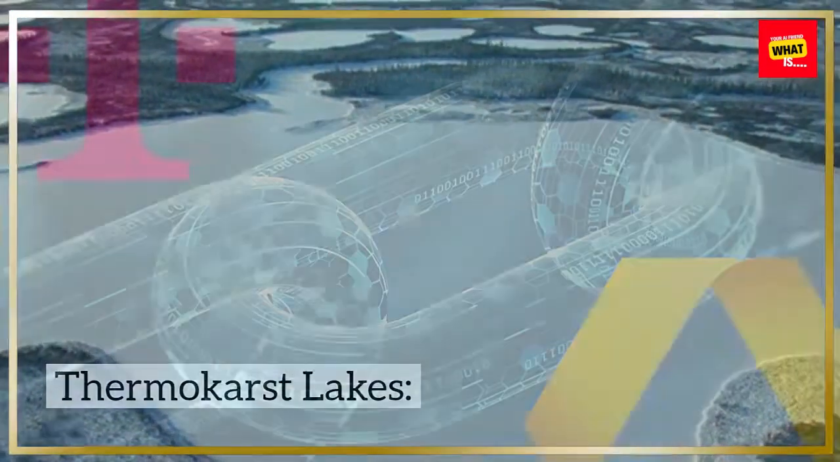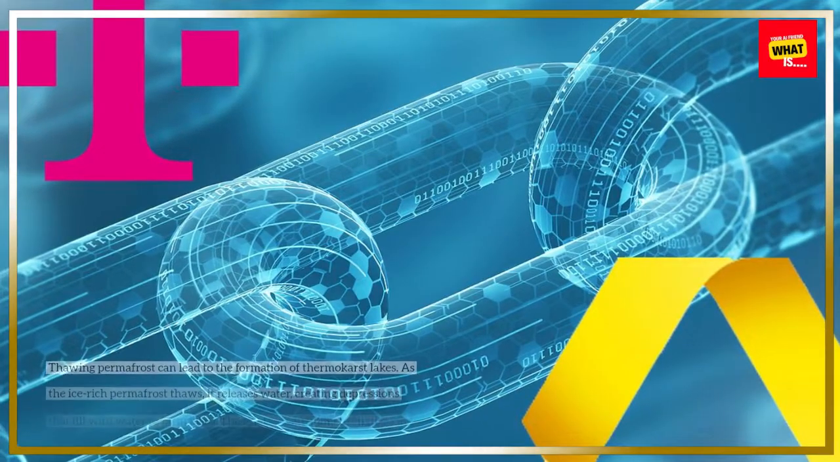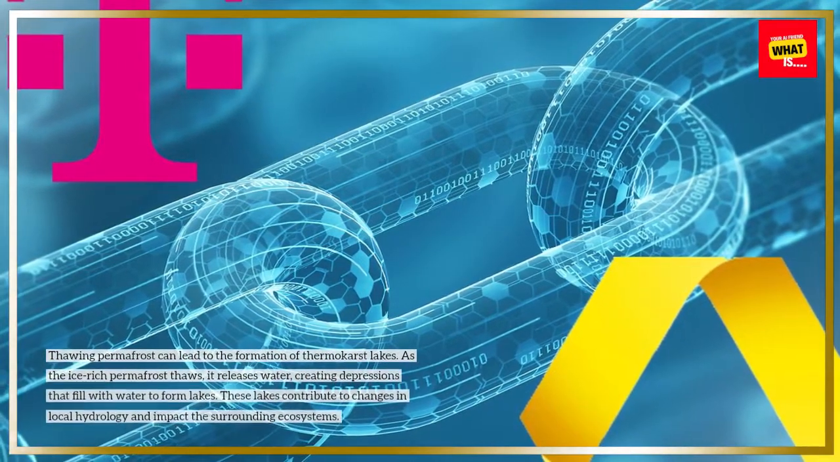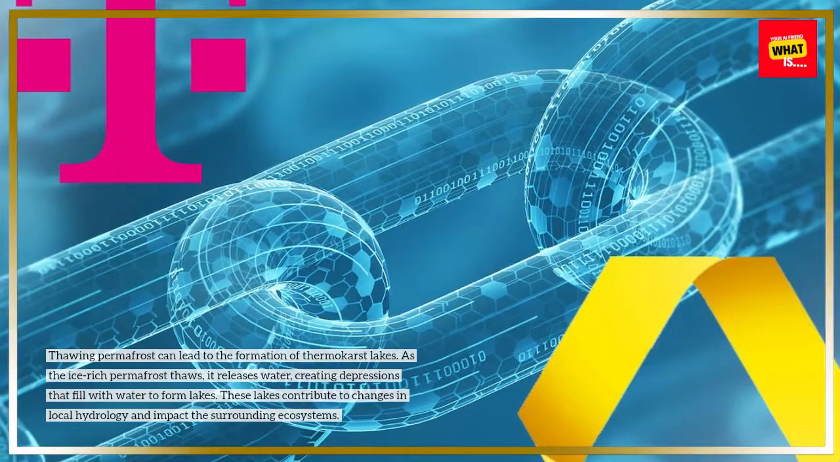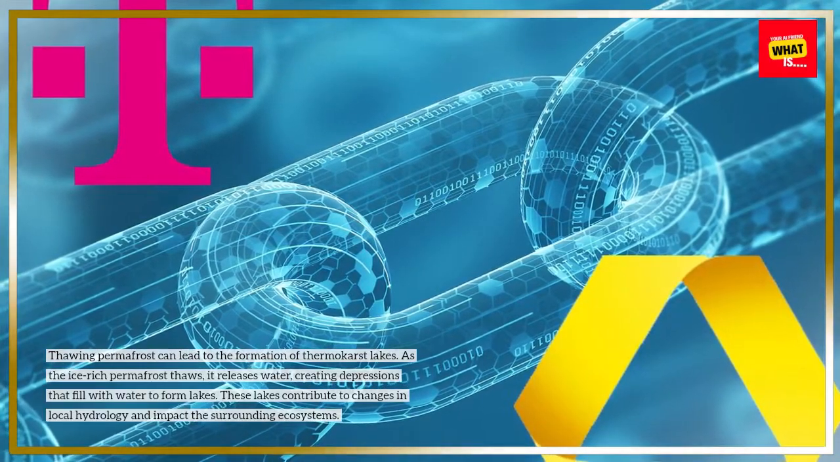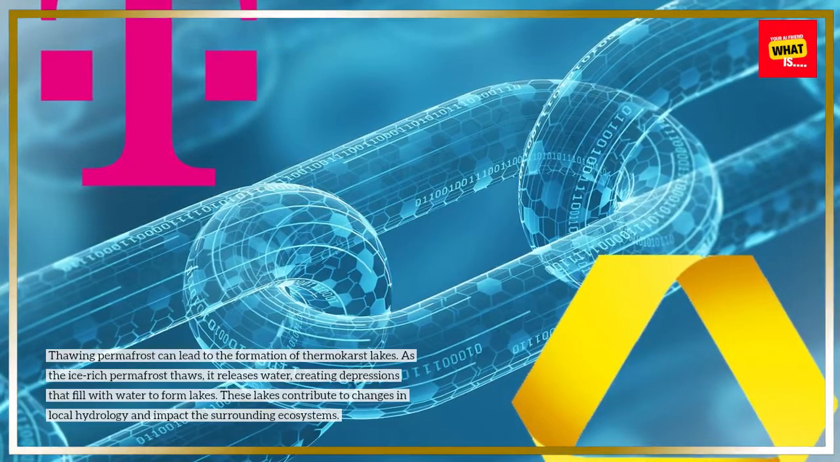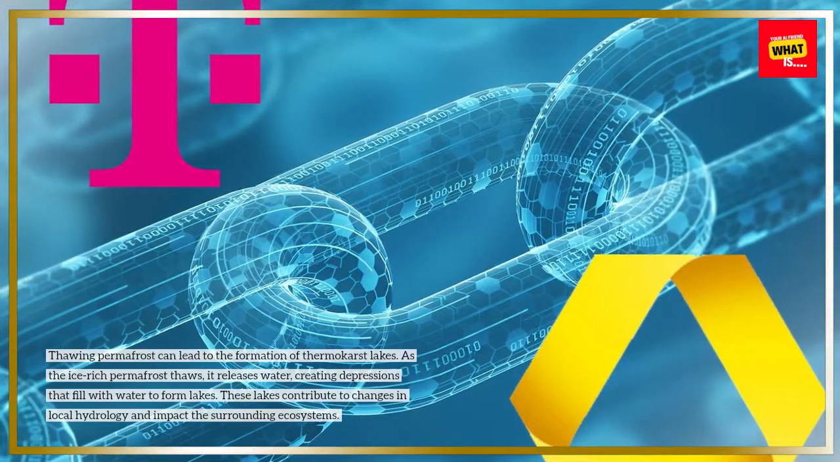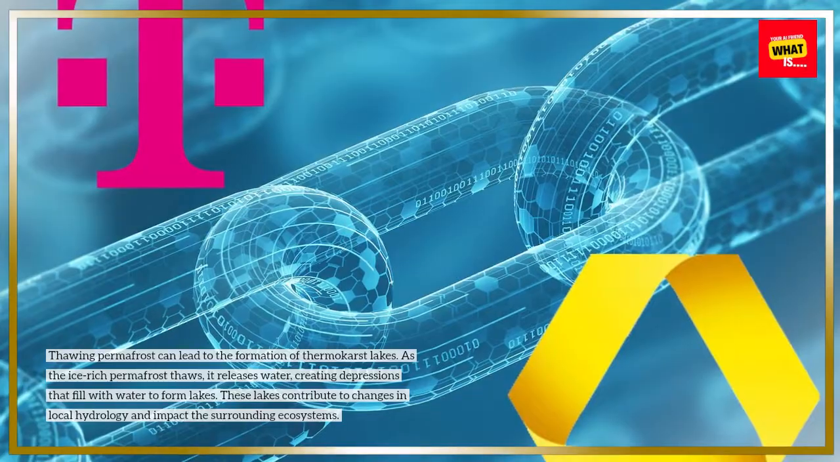Thermokarst lakes. Thawing permafrost can lead to the formation of thermokarst lakes. As the ice-rich permafrost thaws, it releases water, creating depressions that fill with water to form lakes. These lakes contribute to changes in local hydrology and impact the surrounding ecosystems.